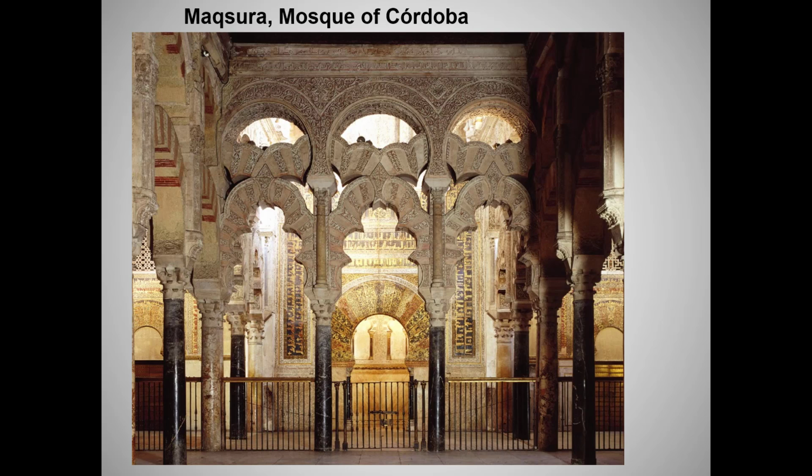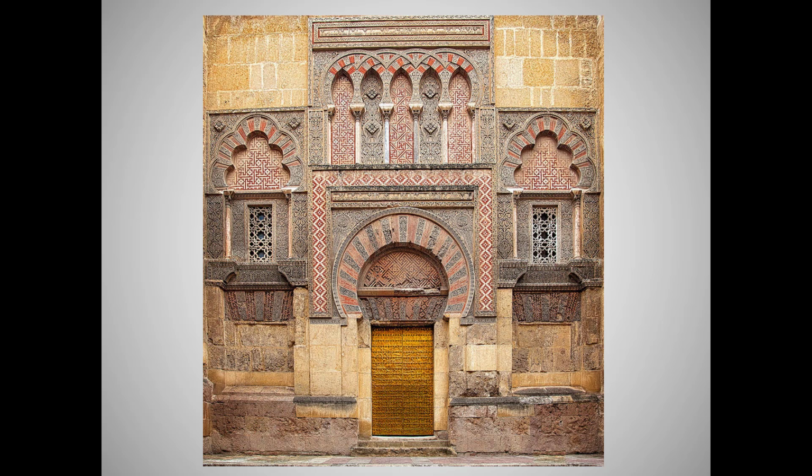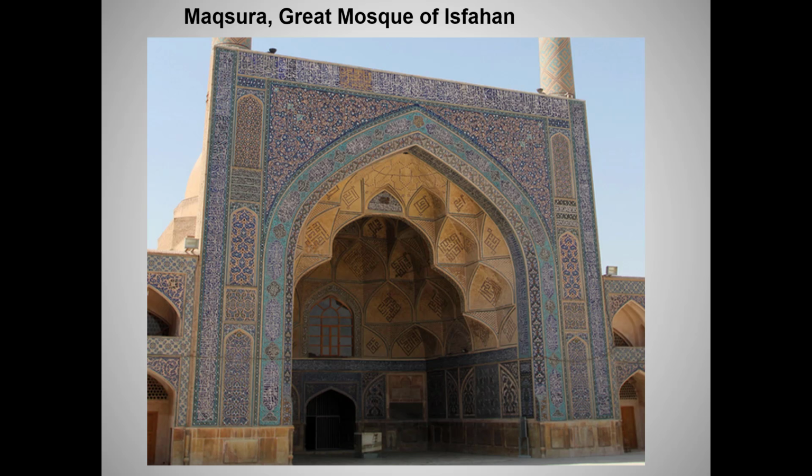So here we see the maqsura at Cordoba with a view into the mihrab. Note that these later horseshoe arches have a more elaborate design. These are known as multi-lobed arches. And this required image shows horseshoe and multi-lobed arches together. This is the South Iwan of Isfahan's Jami or Friday Mosque, which also served as the maqsura, the space reserved for the Sultan.